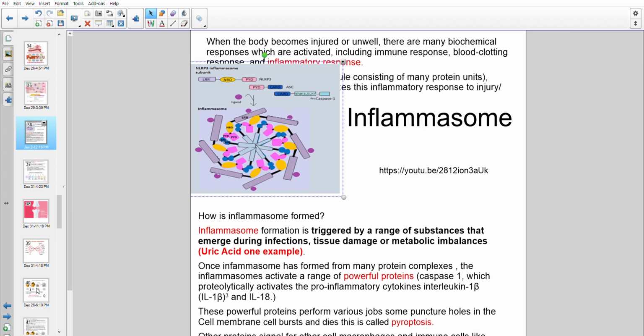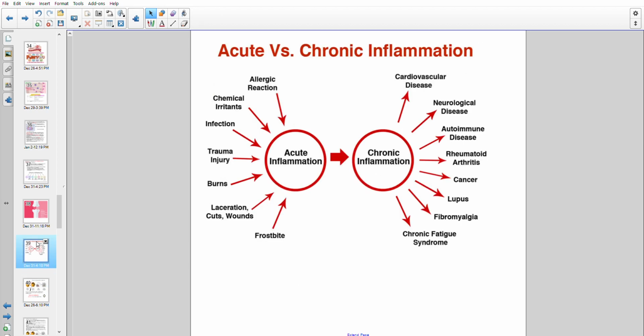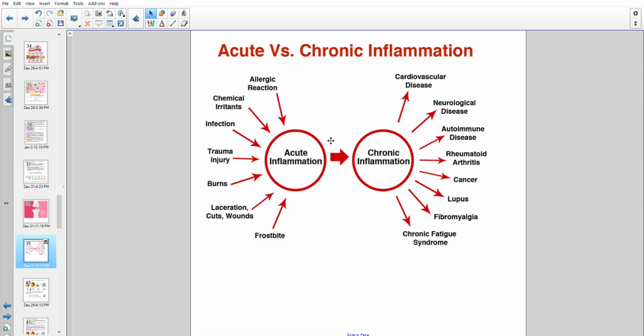So we'll go back here now to put in simple terms what's happening in the uric acid one. Remember we said we don't want inflammation to continue, because if it does, it goes from acute to chronic. It can lead to all kinds of other diseases in the body. Here's another slide showing the diseases caused by chronic inflammation. We want the inflammation to stop at the acute level.